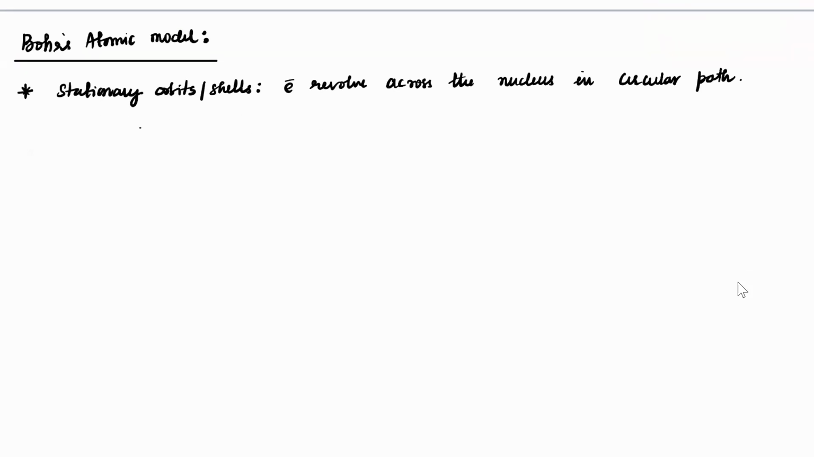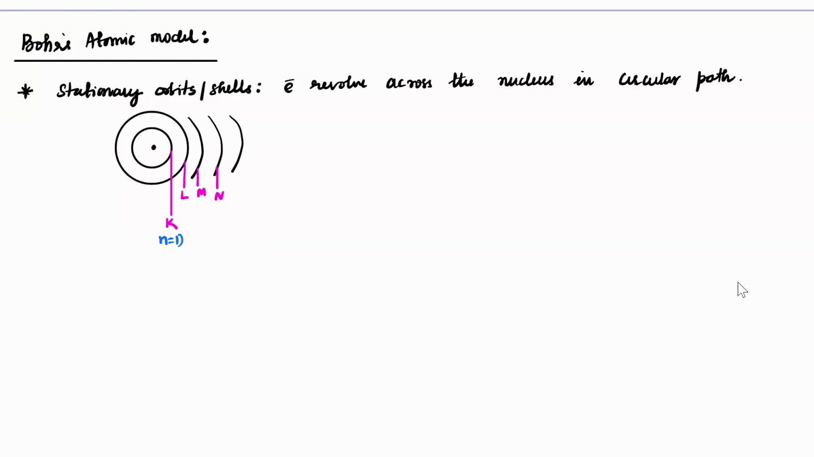Got it? And each orbit, right? Suppose you have one, two, and a third one, like this. If you keep on going, third one, fourth one, fifth one, like this. So this is the nucleus. Each orbit he designated with an alphabet starting with K. So this is called K shell, L shell, M shell, N shell, and so on. And each orbit is also designated with a number, n is equal to 1, 2, 3, 4, and so on.